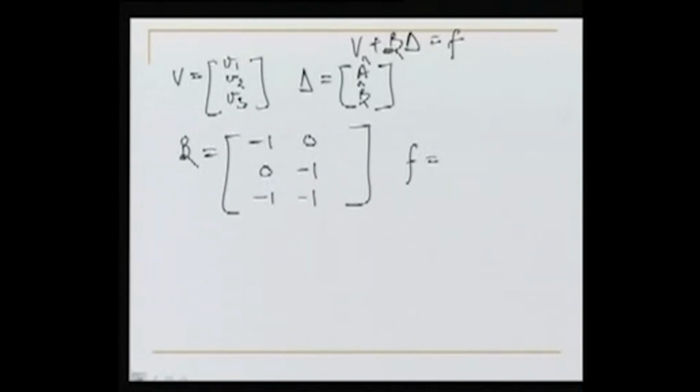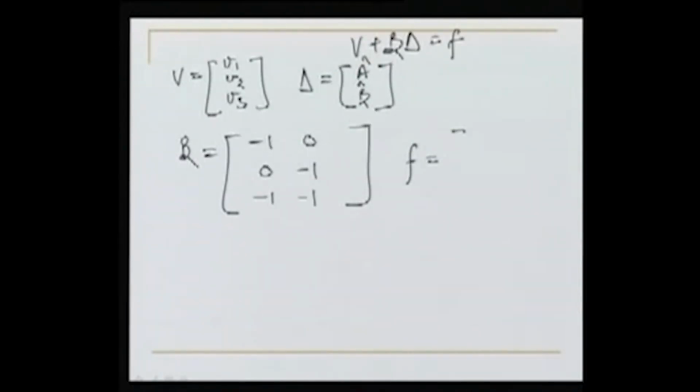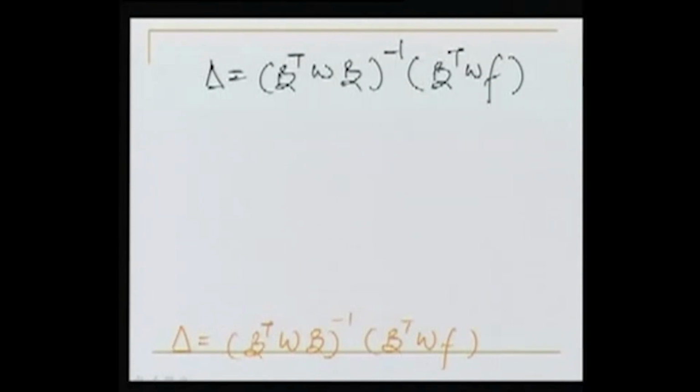What is F? F is the matrix of constants. The constants here are minus A, minus B and minus C. So F is minus A, minus B and minus C. Now once we have determined this, we can straight away find the solution. The solution for this we know can be written as delta equals B transpose W B inverse, B transpose W F. This is what I have written over here.